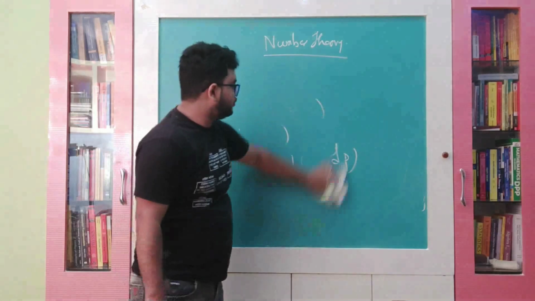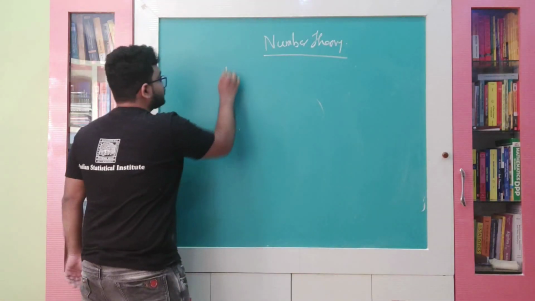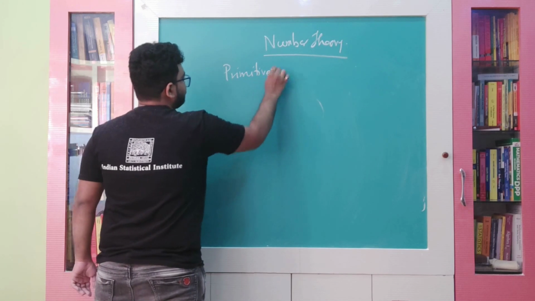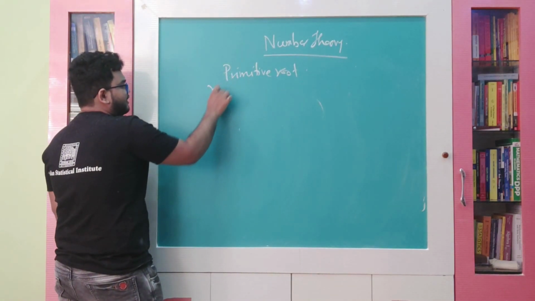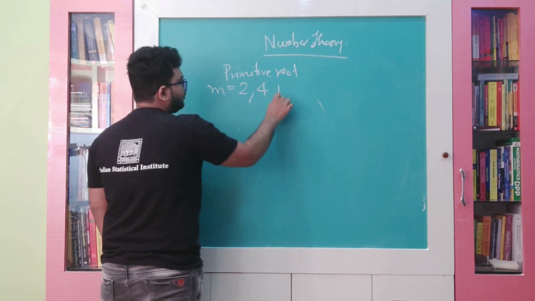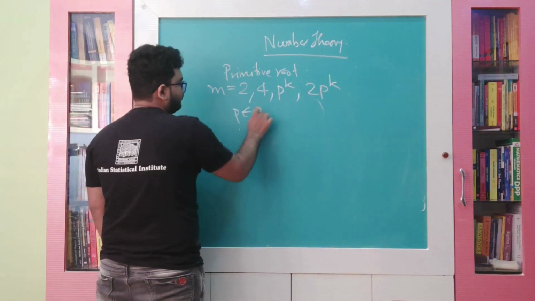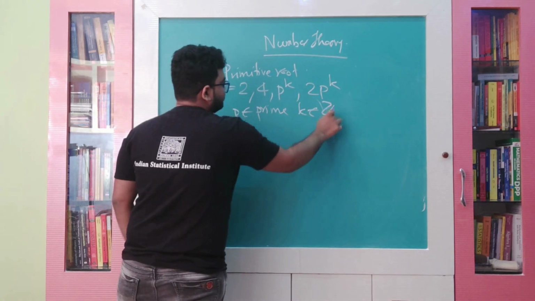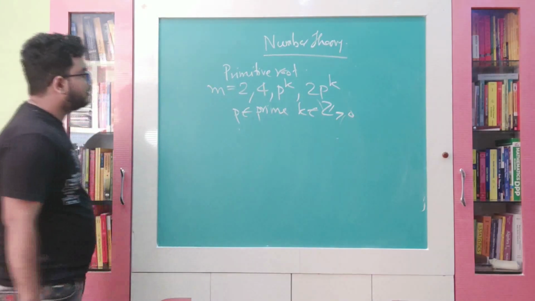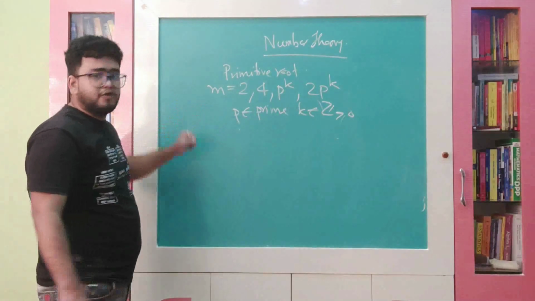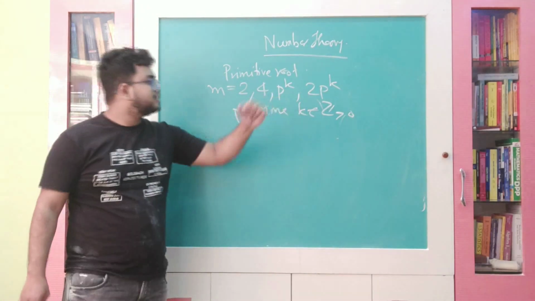Now I will talk about primitive roots, and this is the last one. The integers which have a primitive root are 2, 4, p to the power k, and 2 p to the power k, where p is an odd prime and k is a positive integer. So the numbers m for which a primitive root exists are 2, 4, p to the power k, 2 p to the power k. These are the only integers for which a primitive root exists.